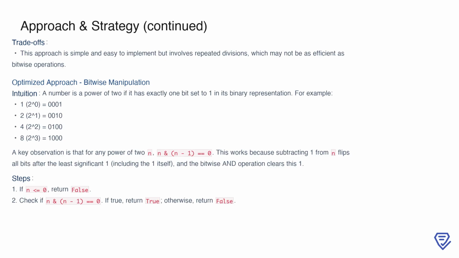This leads us to a very efficient check: if the number is greater than 0 and this condition holds, it's a power of 2. The steps are simple: validate the number is positive, and then apply the bitwise operation. If true, the number qualifies.